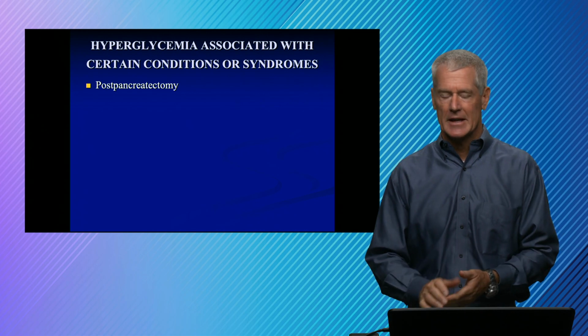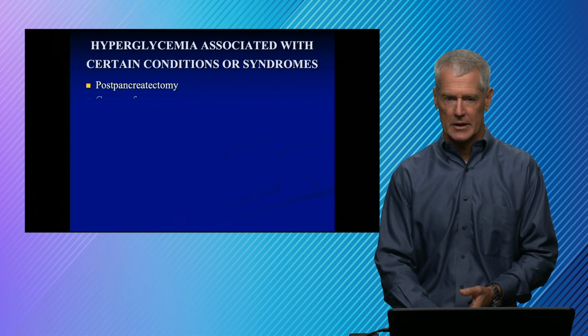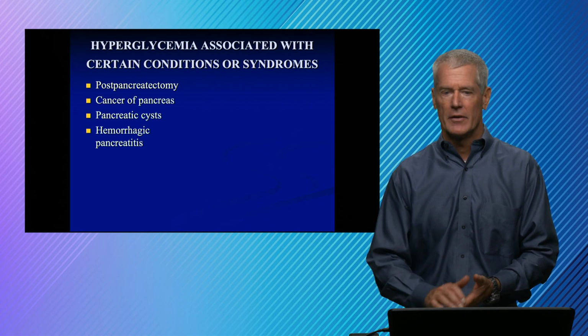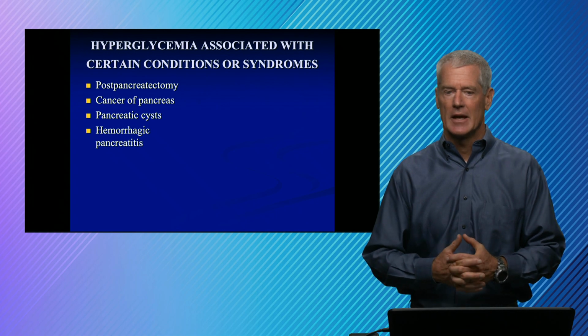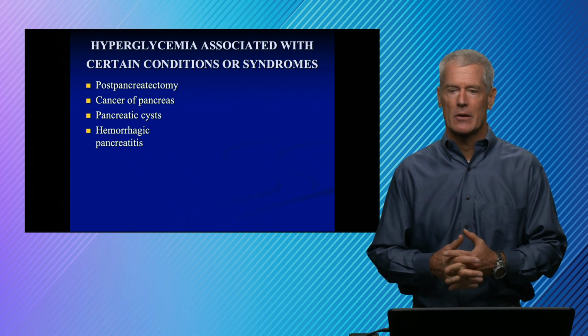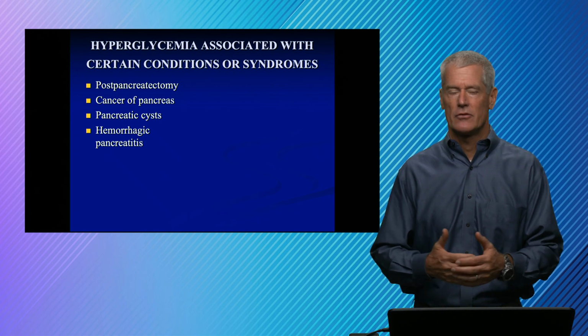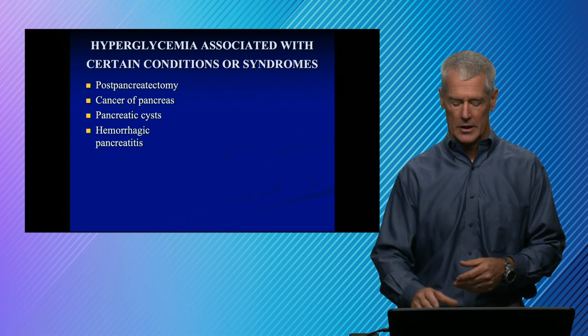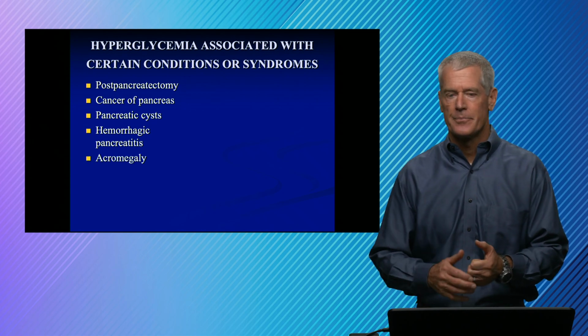So post-pancreatectomy, that makes sense why you would have hyperglycemia. You've removed your source of insulin. The next three are also very similar. Cancer of the pancreas, pancreatic cysts, and hemorrhagic pancreatitis. All of those are destroying pancreatic tissue, and in which case you're losing your ability to synthesize insulin. So you get hyperglycemia in those cases.